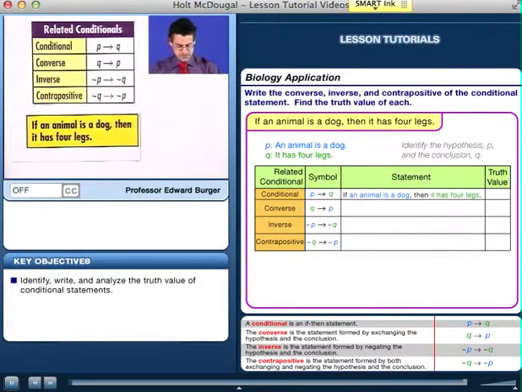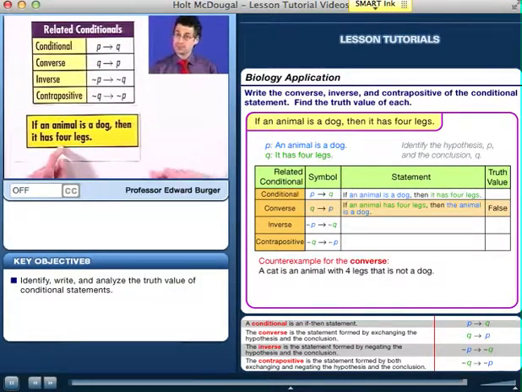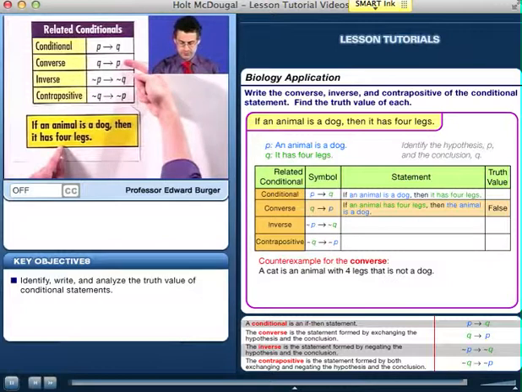So let's start off. The statement is, if an animal is a dog, then it has 4 legs. What is the converse of that? Well, I'm going to switch the roles of hypothesis and conclusion. So if an animal has 4 legs, then the animal is a dog. Well, it turns out that that converse statement is false, because a cat is an animal that has 4 legs and is not a dog. So that statement is false.